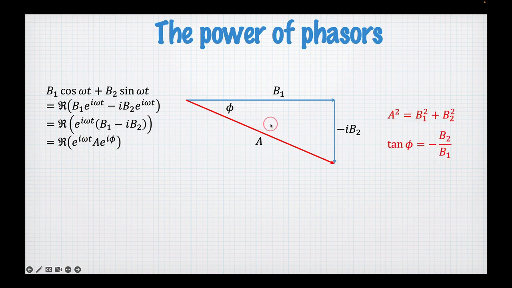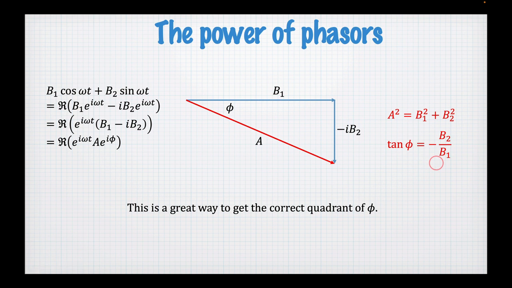So then we get, as before, that the sum of the squares of b1 and b2 is equal to A squared, and we see that the tan of phi is equal to negative b2 on b1, but this will also make sure we find the right quadrant. The inverse tan of phi isn't unique because we don't know whether b1 or b2 is negative. So this is a great way to get the correct quadrant of phi.